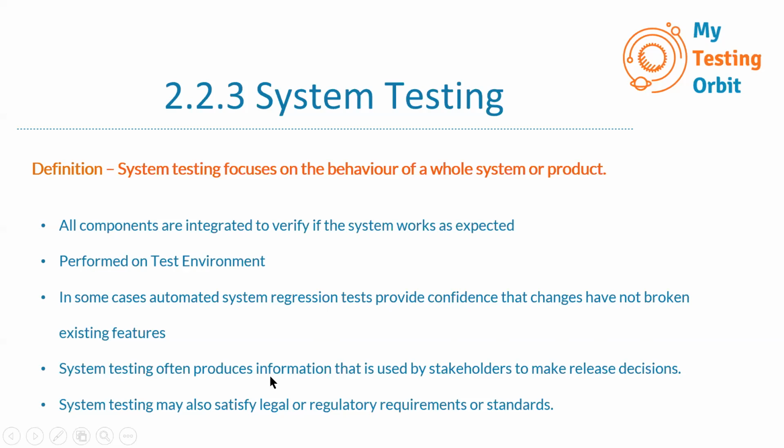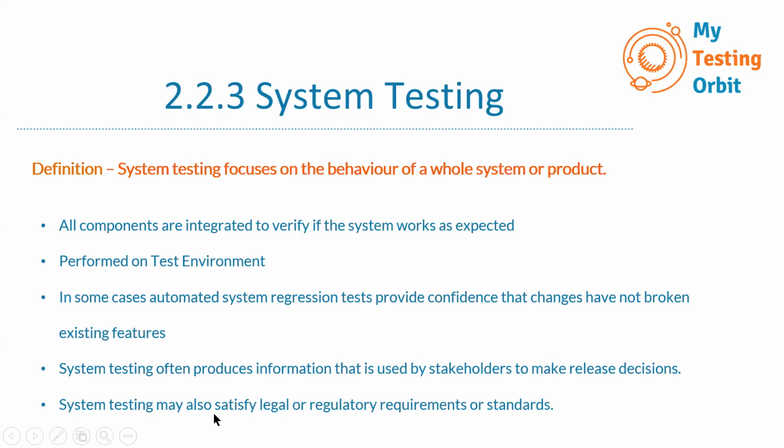System testing often produces information that is used by stakeholders to make release decisions. So now this is the testing after which test reports are generated. The test reports from the test execution done by testers are shared with stakeholders, because based on the test reports and the level of quality of that product, decisions are made on whether we are ready to release this product or project to live or not. So that's why system testing is also important for stakeholders as well.